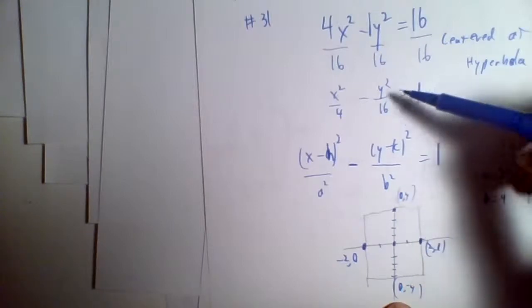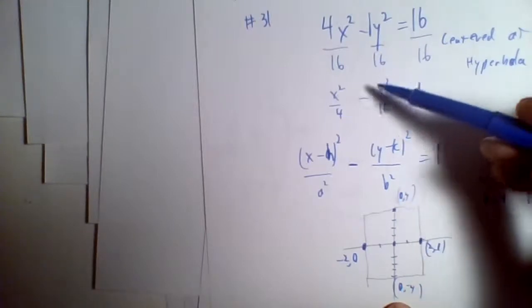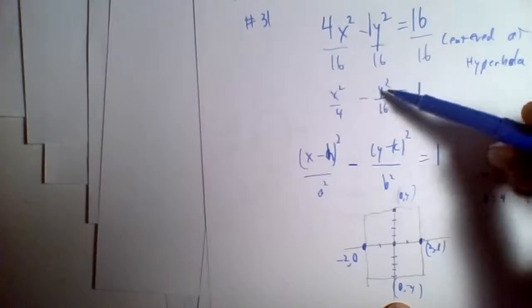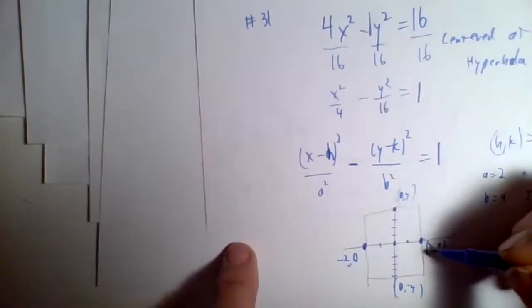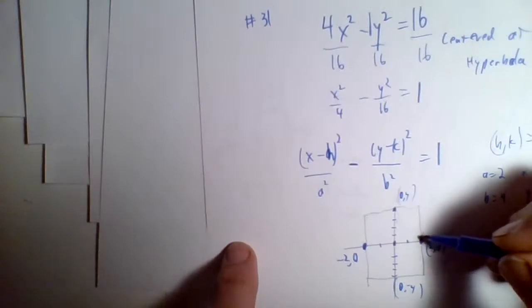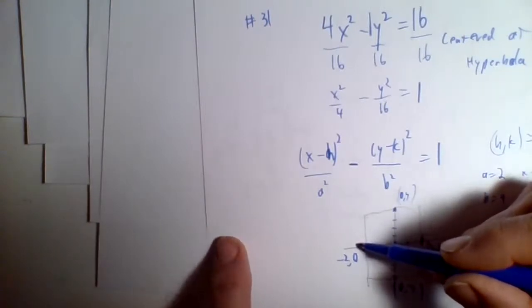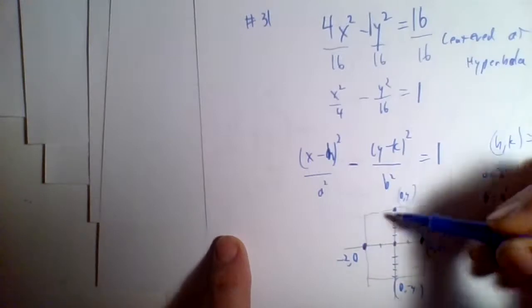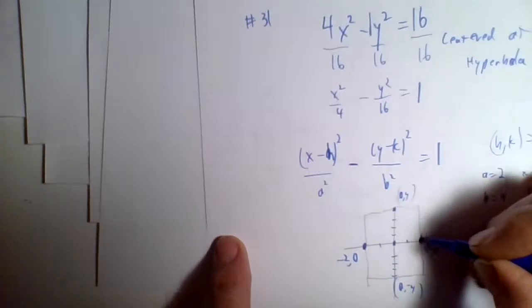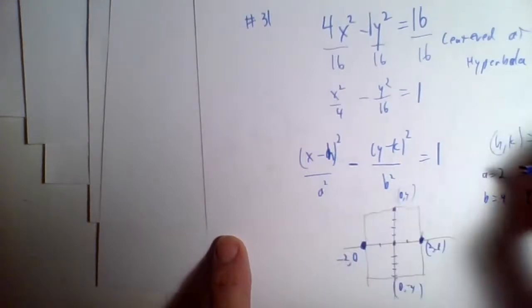If I plug in 4 or minus 4 for Y, I get 0 minus 1, negative 1 right here. It doesn't come out on the graph. These are not actually points on the graph, and these are. So for this one, you have what they call the transverse axis that actually hits the graph, and you have a conjugate axis that doesn't actually hit the graph. These are the only points on the graph of it.